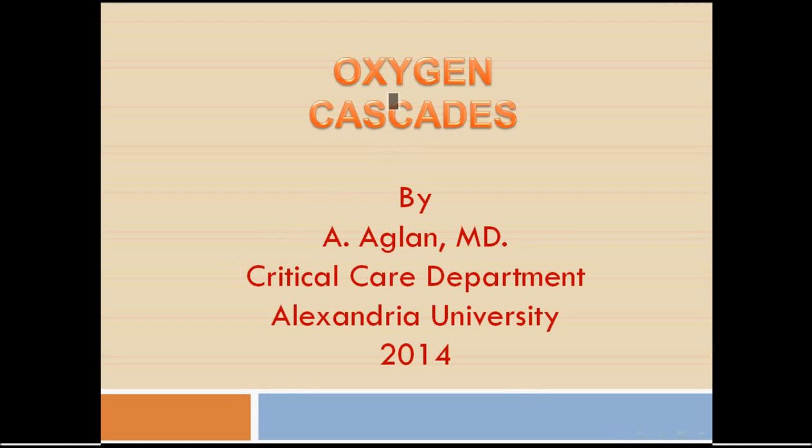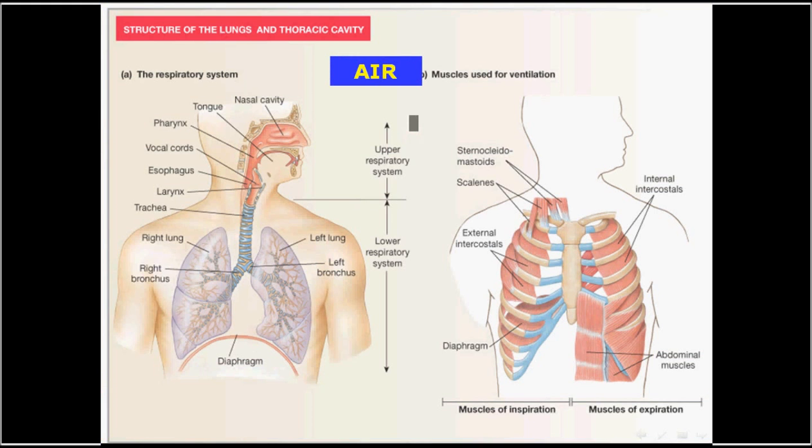Today I'm going to talk about oxygen cascades. Before we talk about oxygen, we have to take just a rapid look at the system which is meant for oxygen delivery. This is the respiratory system. We can look at it as if it is composed of two main parts. The first one is the bronchopulmonary, which is meant for gas exchange, and the neuromuscular, which is the respiratory pump, which is meant for inhalation and exhalation.